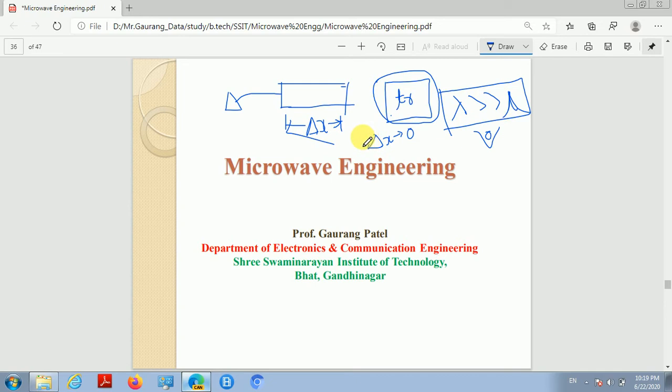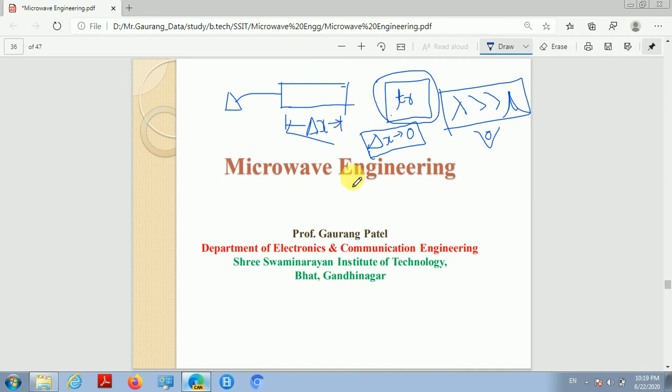So the conclusion is that if we consider a very short section of transmission line whose length is delta x, very small, approximately equal to zero, then we can represent the transmission line in terms of lumped circuit elements. And this model is valid at any arbitrarily high frequency.